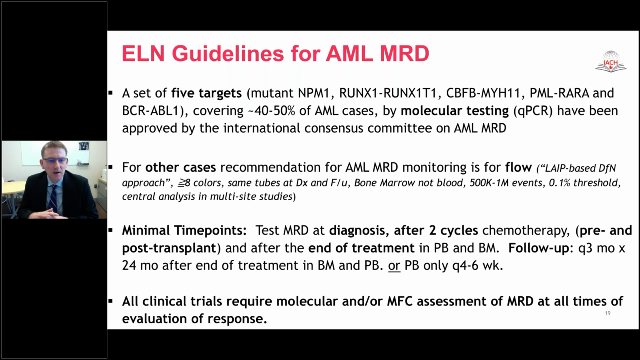So this slide summarizes that document, which is available to you in Blood from last year. It summarizes in the most condensed way I can those recommendations. So essentially, if you have one of 5 targets, and that's mutated NPM1, present in about a quarter of AML cases, if you have a core binding factor leukemia, obviously if you have APL, and for those very rare cases of BCR-ABL Philadelphia positive AML, so overall that probably covers 40% of AML cases.